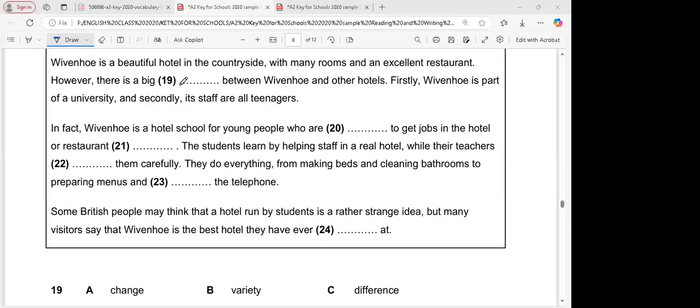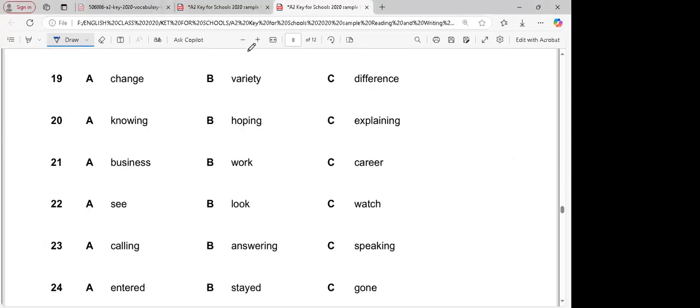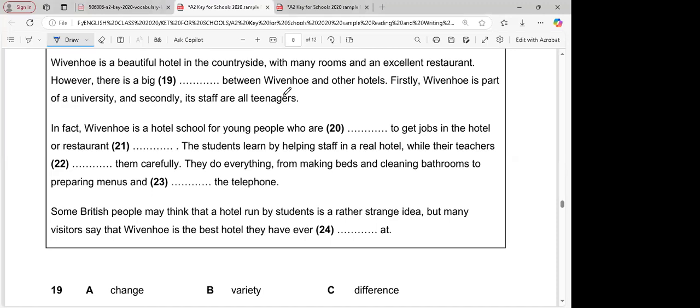There is a big change, try again. There is a big difference between. Yes, I guess it's difference. The word difference is matching better than change, because with a difference between, there are two things being compared. So it's difference. So my answer is C.